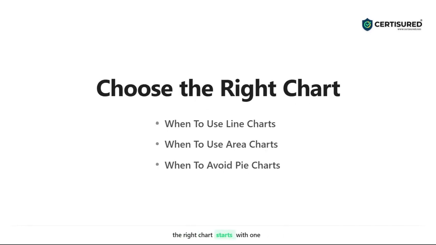Choose the right chart starts with one simple rule. Time usually belongs on the horizontal axis, so line and area charts show change clearly. By the end, you'll know when to use line charts, when to use area charts, and when to avoid pie charts.